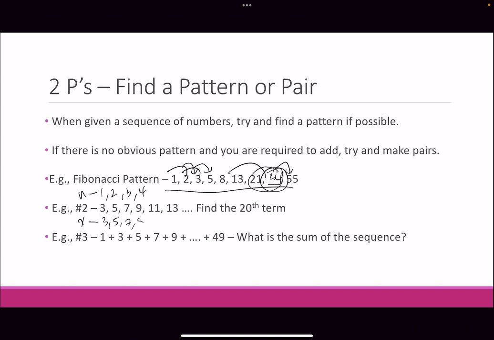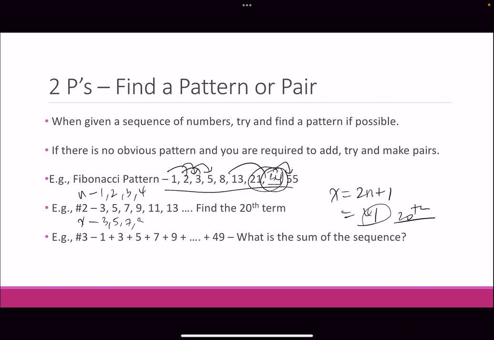So what we're going to do is say that x equals 2n plus 1. And if I'm trying to find the 20th term, it's going to be 2 times 20, so 40 plus 1, so it should be 41. That's our 20th term. Now, for example, number 3 that we see here, it's an addition pattern or addition sequence that I've made up as well.